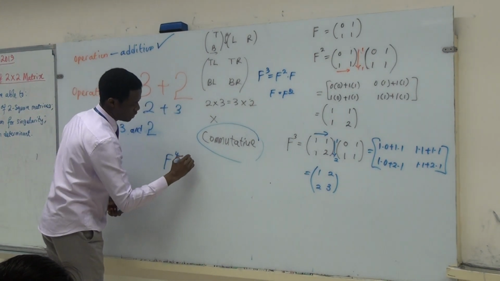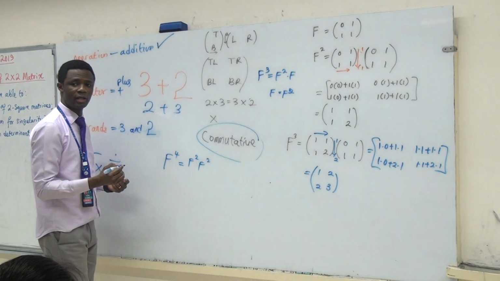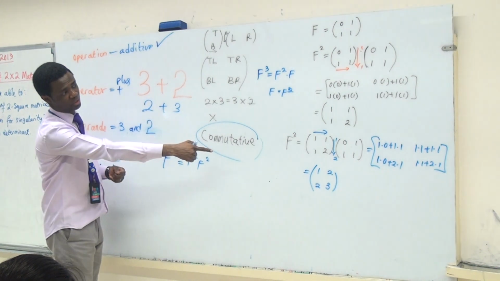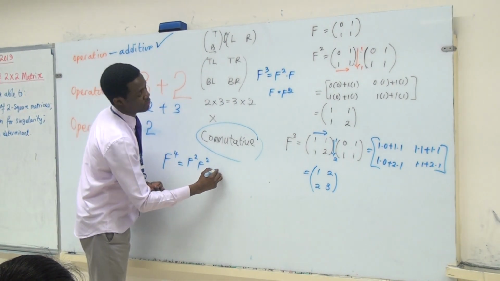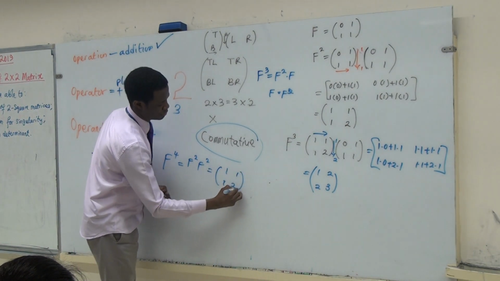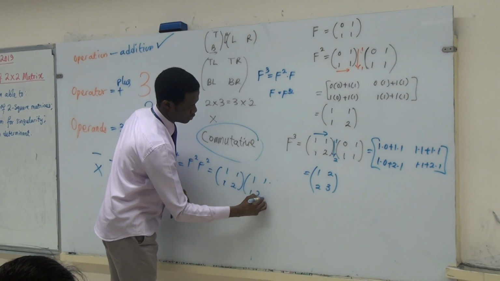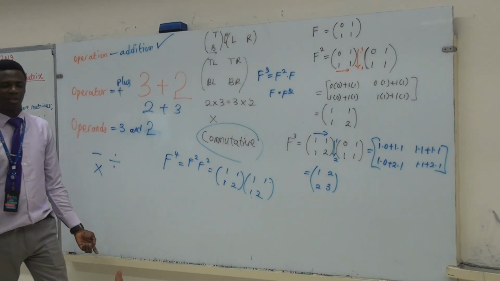Now, let's see F4 and do our comparison. F4, easiest way, can do F2 times F2. Just square F2. Or you can do F3 times F1. Okay? So, F2 times F2, 1, 1, 1, 2, 1, 1, 1, 2. Here you don't have to worry about commutative, right? Because they are both the same anyway.